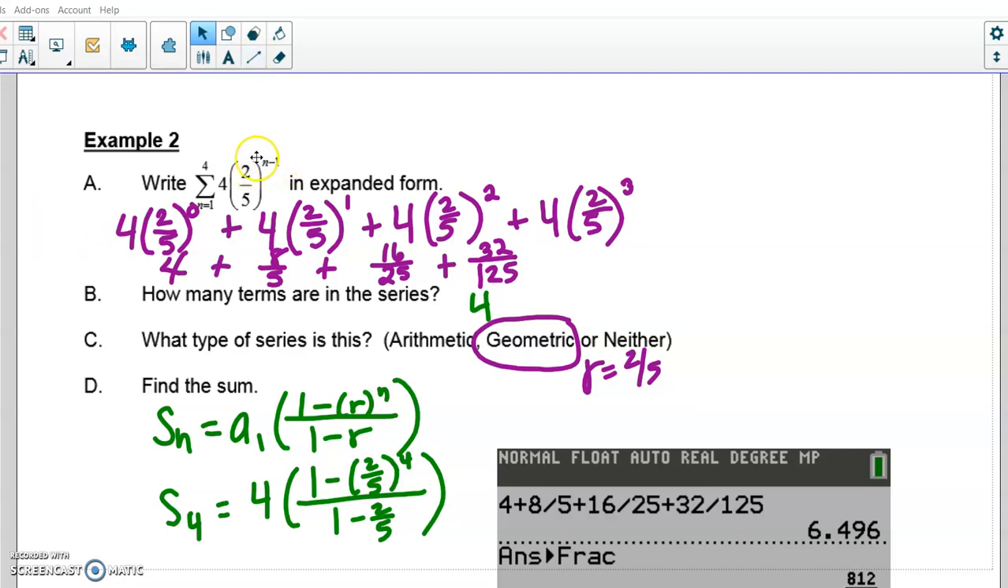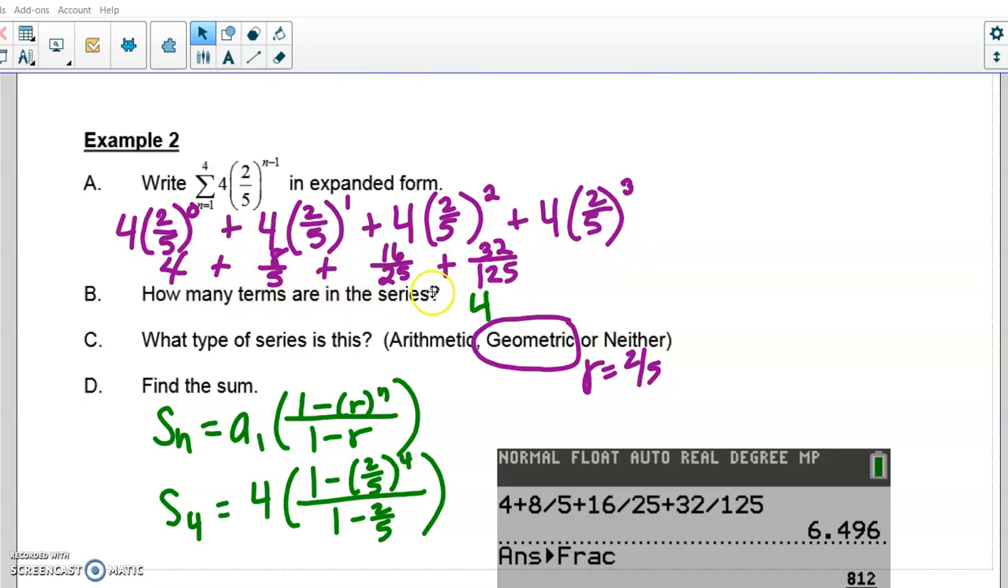So we're going to replace our n with 1 through 4. So 1 minus 1 gives me 0 as my exponent. Then when I plug 2 in, 2 minus 1 gives me 1. Then when I plug 3 in, 3 minus 1 gives me an exponent of 2. And our ending number was 4, and 4 minus 1 is 3. When you put this in a calculator, our first term is 4, our second term is 8/5, our third term is 16/25, and our fourth term is 32/125.